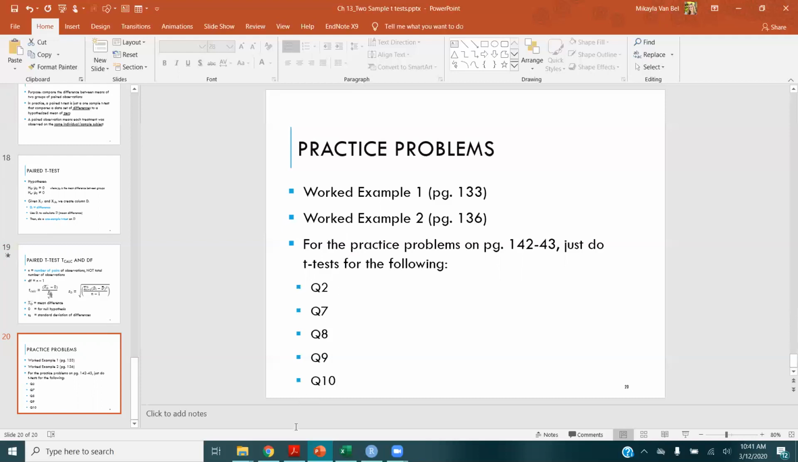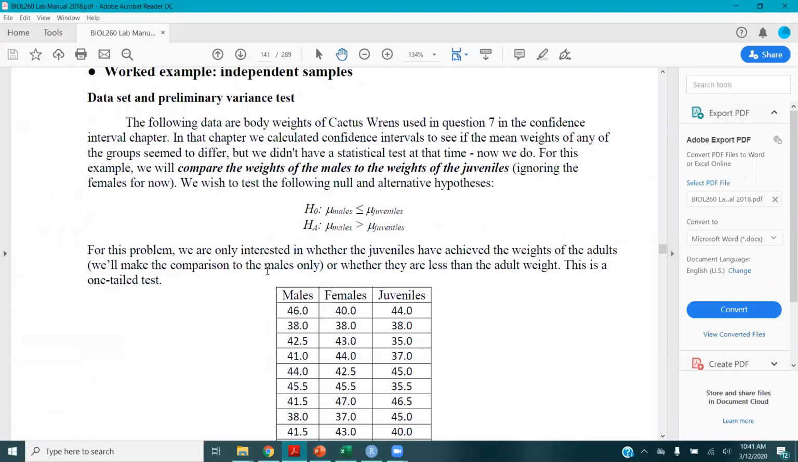First, I'll open up page 133 in the lab manual to see worked example 1. In this problem, the researchers have collected the body weights of a bird called cactus wrens and are interested in if there's differences among these three groups of males, females, and juvenile cactus wrens. This problem tells us to compare the weights of the males to the weights of the juveniles, ignoring the females, and testing these hypotheses. The null being the mean weight of the males is less than or equal to the mean weight of the juveniles, and the alternative that the mean weight of the males is greater than the mean weight of the juveniles. This will be a one-tailed right t-test.